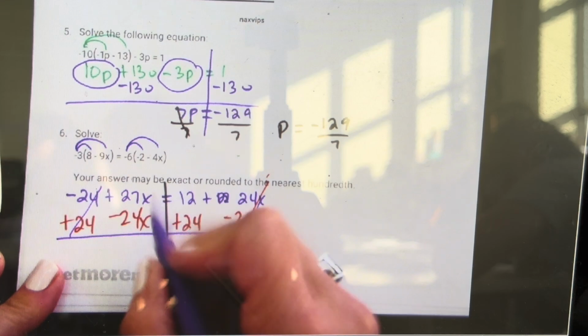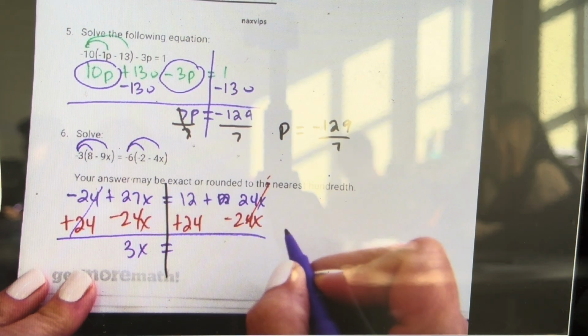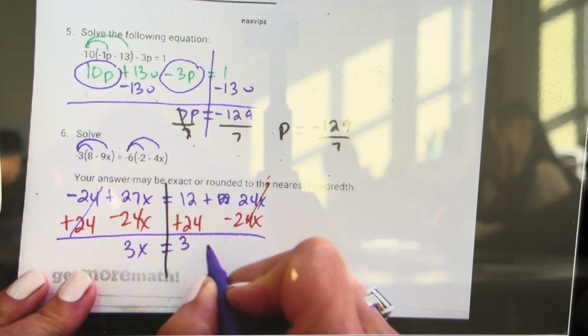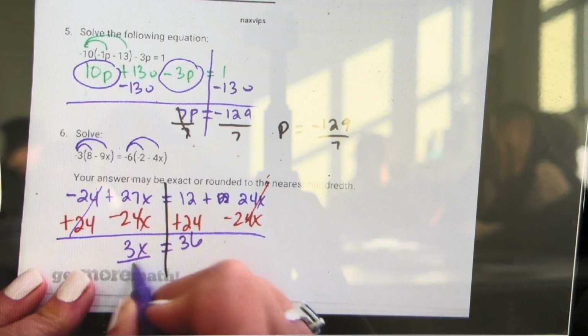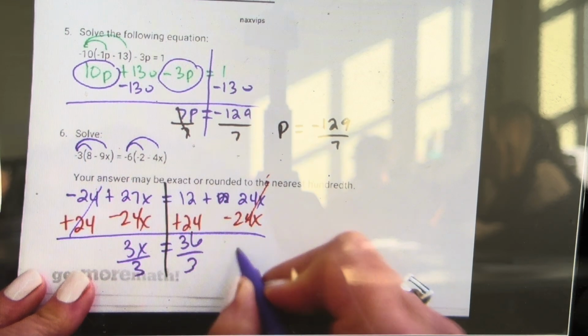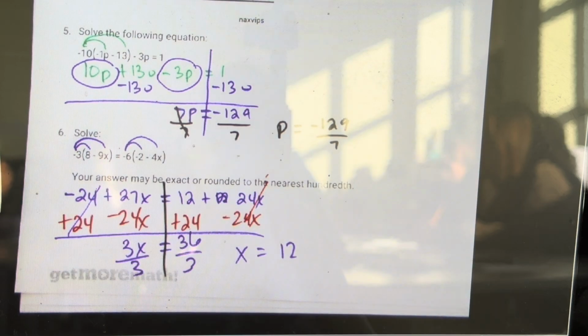27x minus 24x is 3x, equals 36 on the other side. And then the opposite of multiplying is dividing. And what does x equal? 12. Okay, so calculator.